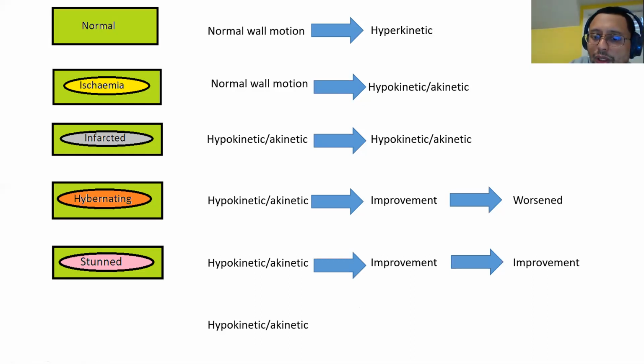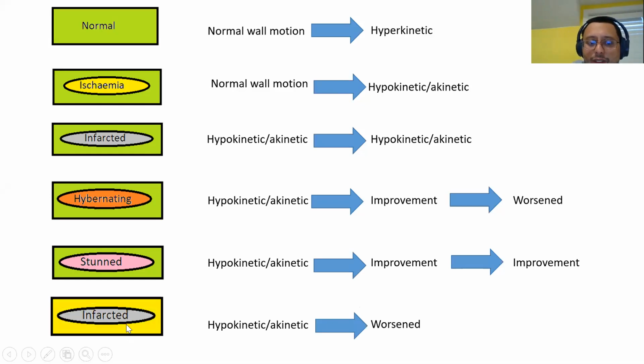If we start with hypokinesia and it becomes worse, that means you have an infarcted segment. It's the same as the earlier one, but the only difference is you also have surrounding peri-infarct ischemia. So you need to revascularize this one. If you don't revascularize, the hypokinesia will get worse.